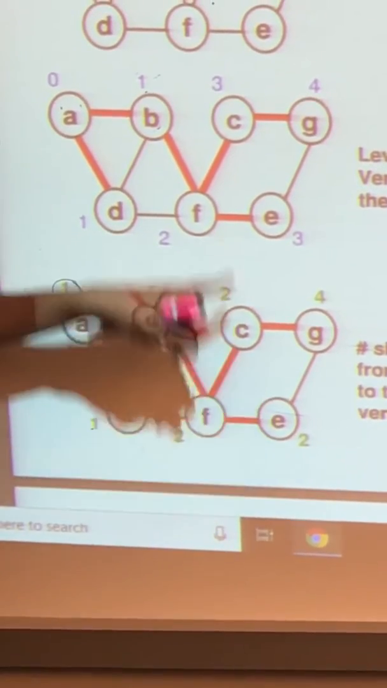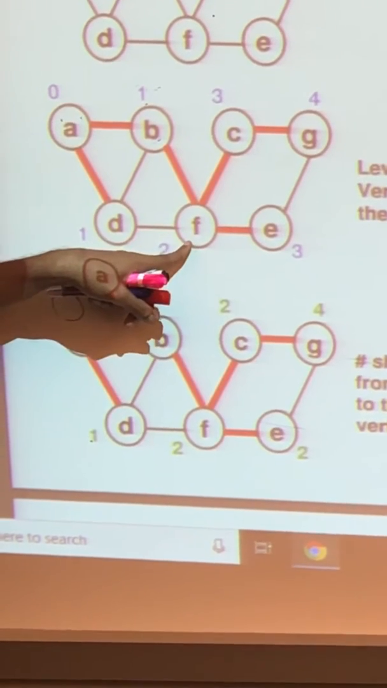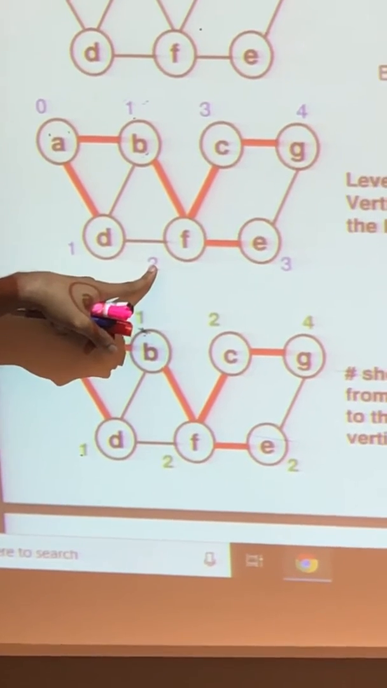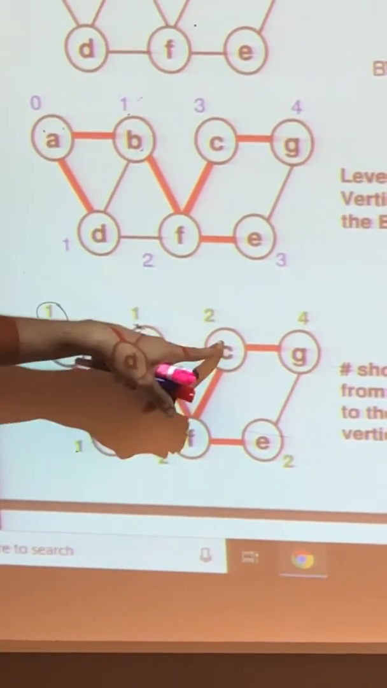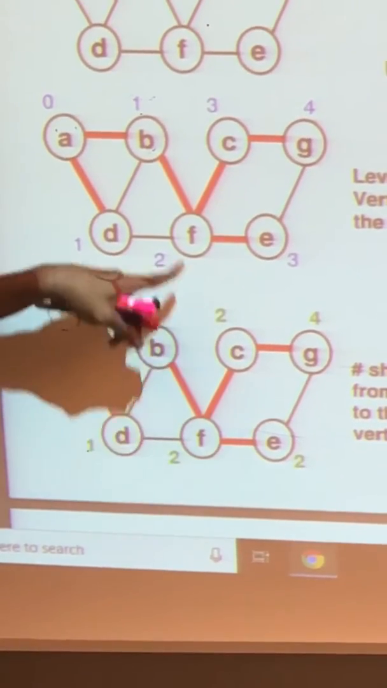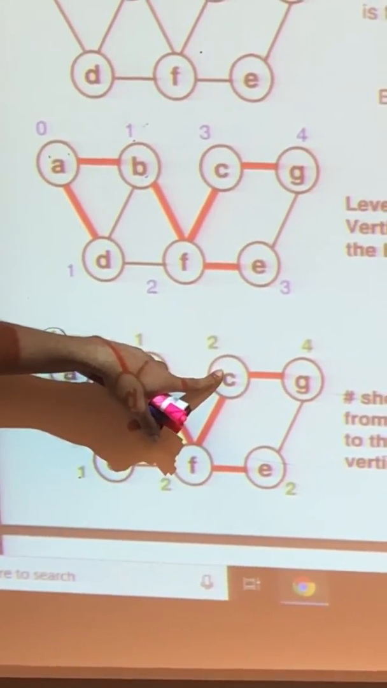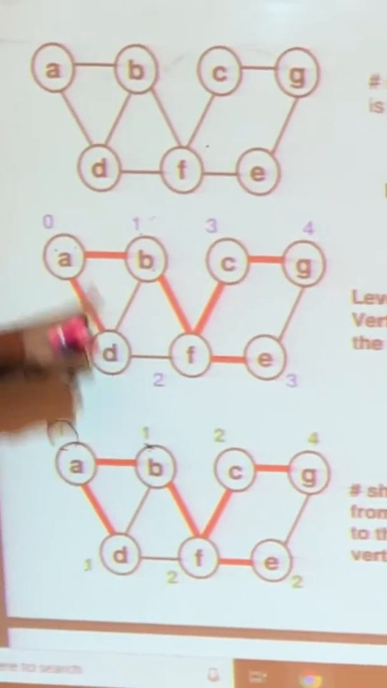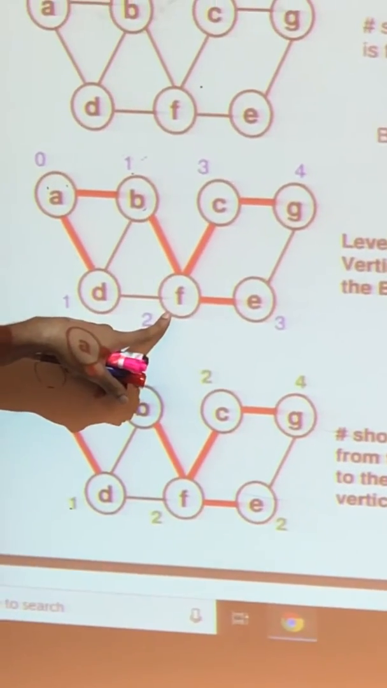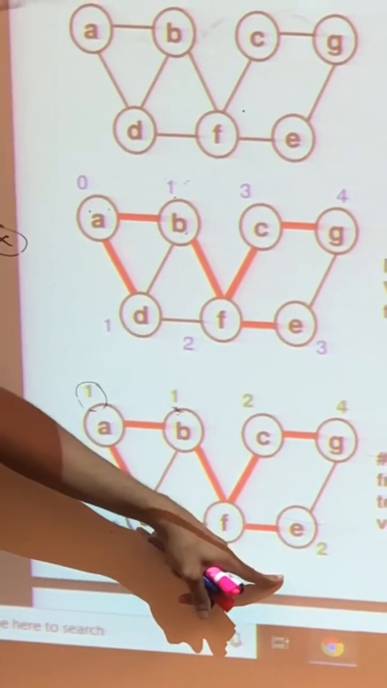What about C and E? C is at level 3. There's one vertex at the earlier level, which is F, right? So the number of shortest paths from the root to C is the same as the number of shortest paths from the root to F, because there's only one vertex at the earlier level. So it is going to be also 2. Similarly, the number of shortest paths from the root to E, which is at level 3, is the same as to F, because there's only one vertex at the earlier level. So it is also 2.